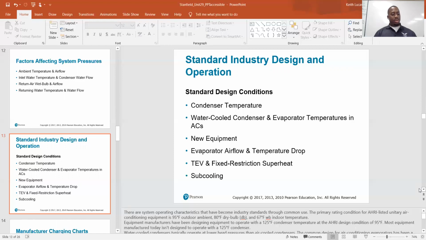With that being the case, the refrigerant in the condenser should be at least 30 degrees warmer than the outdoor ambient temperature, which is 95, in order for the heat transfer to take place. Because remember, the second law of thermodynamics is heat energy travels from hot to cold. So we need the condenser temperature to be hotter than the outdoor temperature, so that the heat transfer process can take place and we can lose all the heat that's in the refrigerant to the outside air.